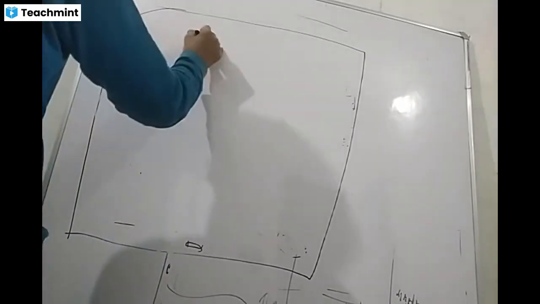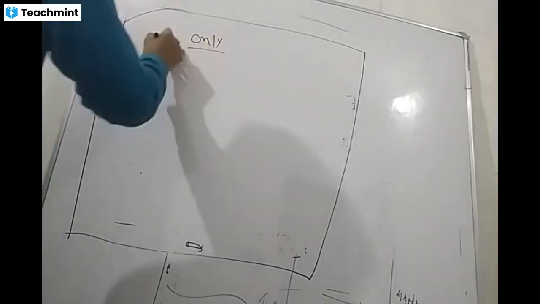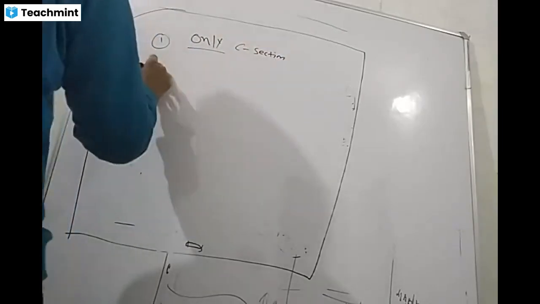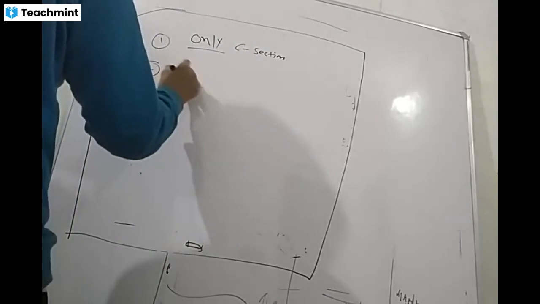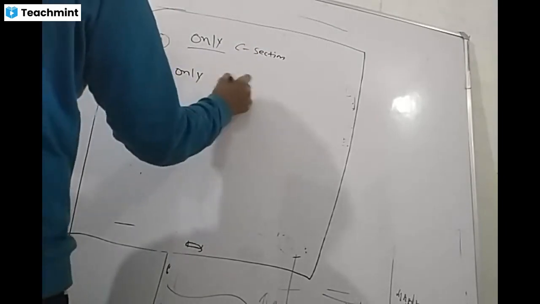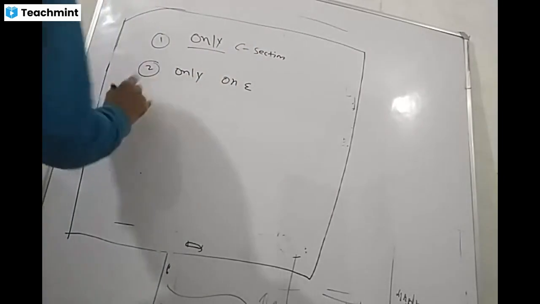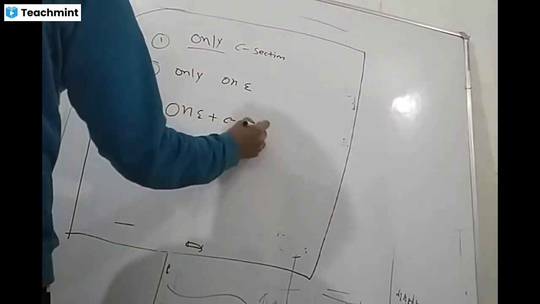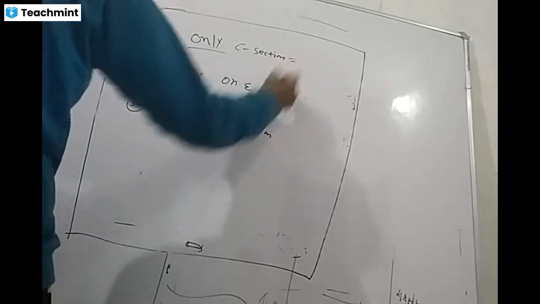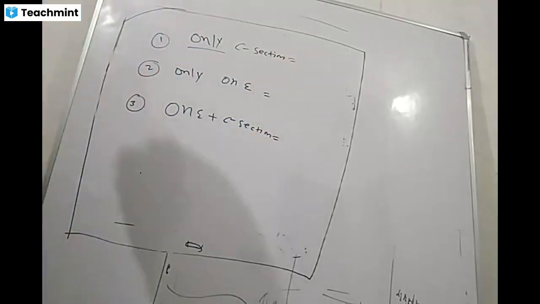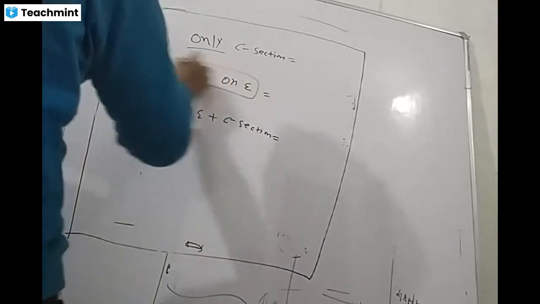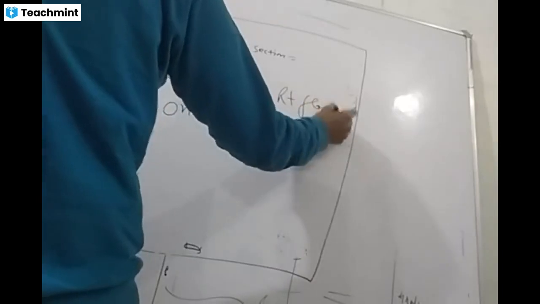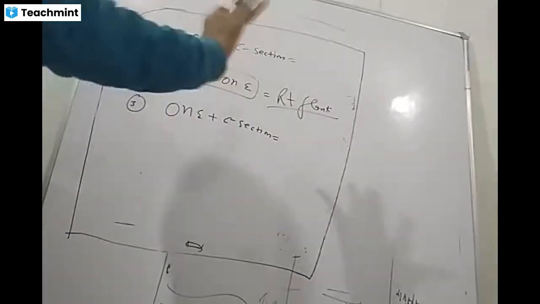So there are three MCQs. If you are doing only C-section, second is only performing OHE, and the third MCQ is OHE plus C-section. The preferred approach should be? As I explained, for OHE, the best approach is the right flank. These MCQs are for the flank approach.